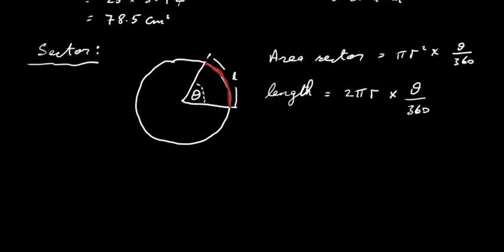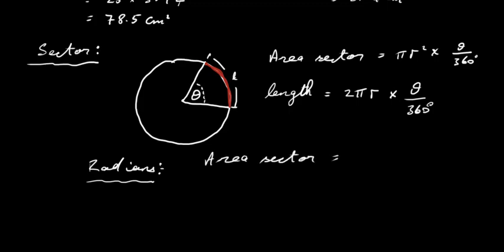Really, I just want to do these two again. These are in degrees here, degrees and degrees. But let's say we're dealing in radians. So if we were dealing in radians, what formula do you use? Well, the area of our sector is just given by r times theta. So whatever the radius is here, multiplied by the angle in radians. The angle has to be in radians.